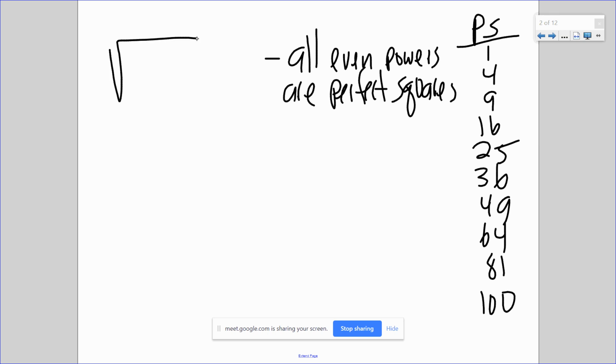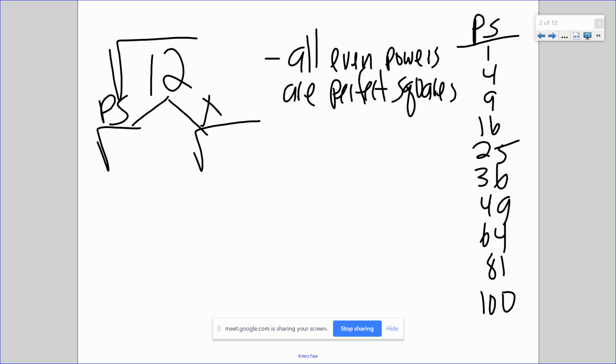Let's say I have something like radical 12. Well, I can't take the square root of 12 because it's not on my list, so I have to reduce it. So here's the procedure. I'm going to break it down into two radicals. I'm going to write PS over the first radical and NPS over the second radical. 12 would fall there. I want to find the largest perfect square that I can divide into 12. 9 doesn't go in, 4 does. So it'll become 4 times 3.